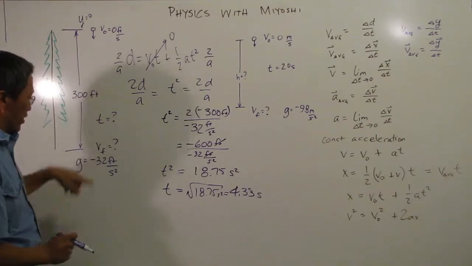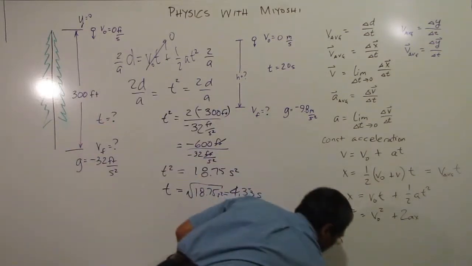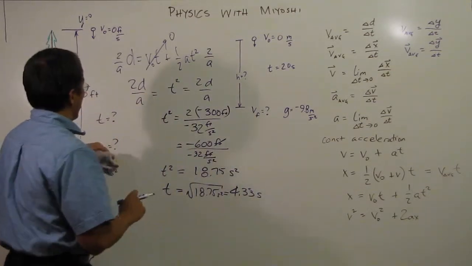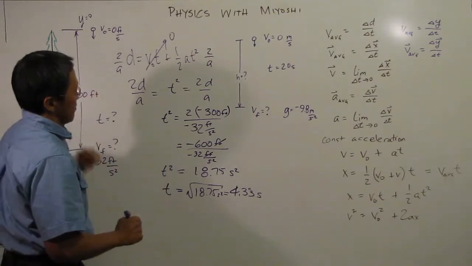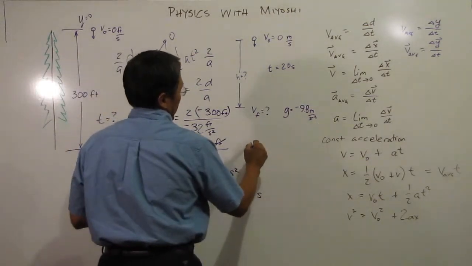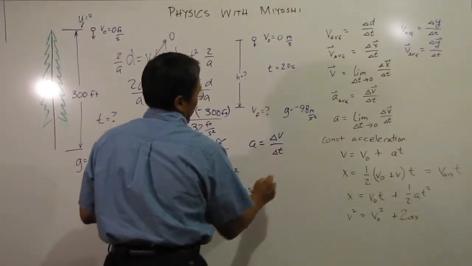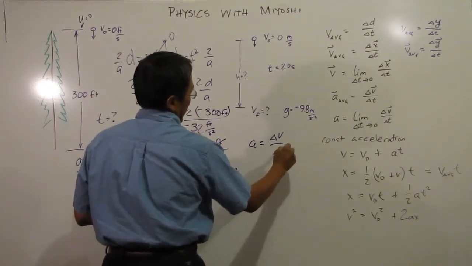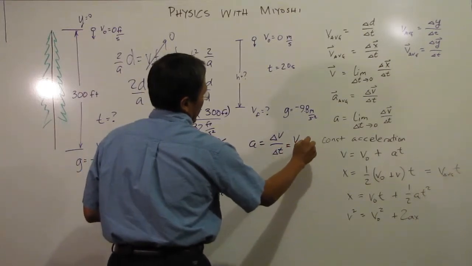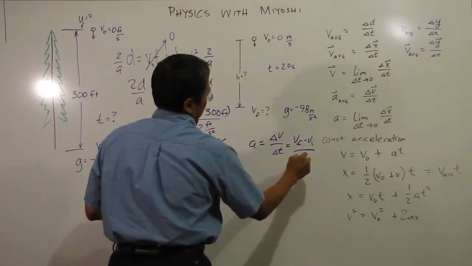Now, to find the final velocity, that's a very simple problem. All we have to do is remember that acceleration is change in velocity over change in time. And we can rearrange that equation. That's just v final minus v initial divided by time.